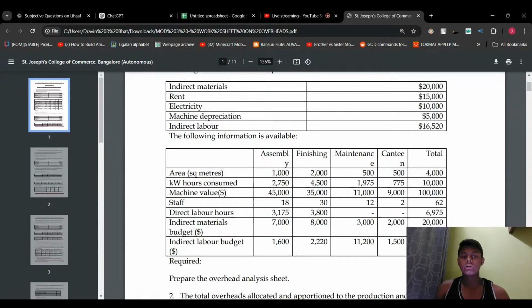Kilowatt hours are given, so we can use them for electricity. Area would be for rent. Machine value would help for depreciation. Number of staff is also given, so we can calculate indirect labor from that. Direct labor hours are also given. The indirect materials budget is given here, and the indirect labor budget is given right over here, so that we can apportion over here.